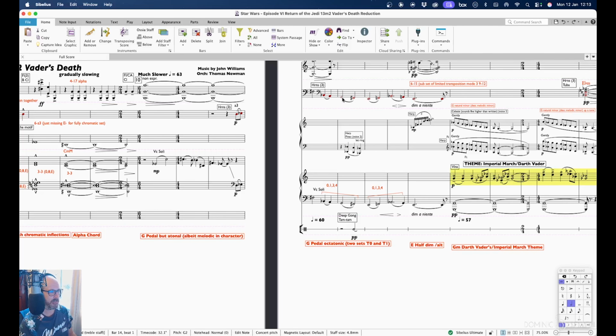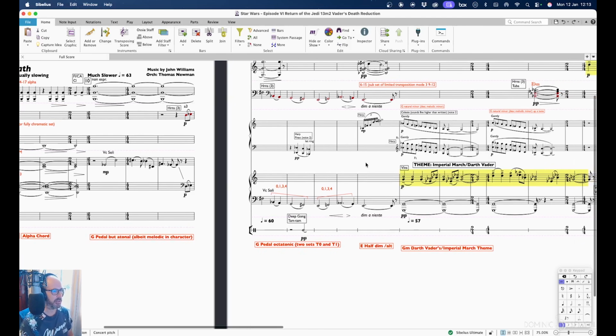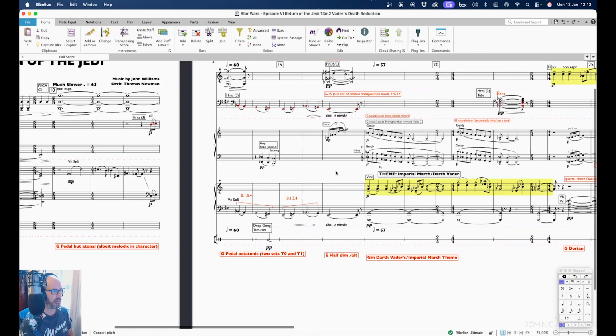Notice the augmented fourth, diminished fifth interval that appears so often in Williams, and particularly in this particular film as well. Then we've got this sort of really unusual chord at this point, like that, but with an E in the bass, like that. Another great sort of jazz chord, basically.